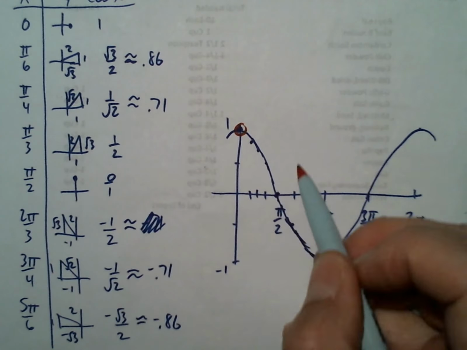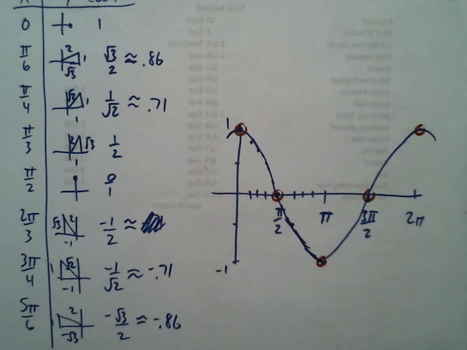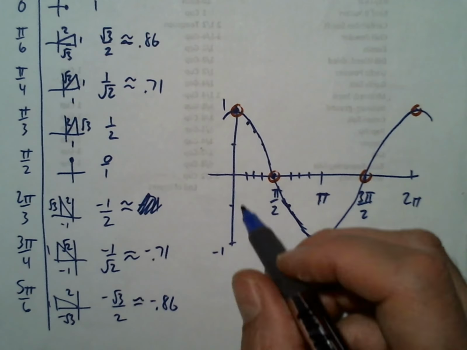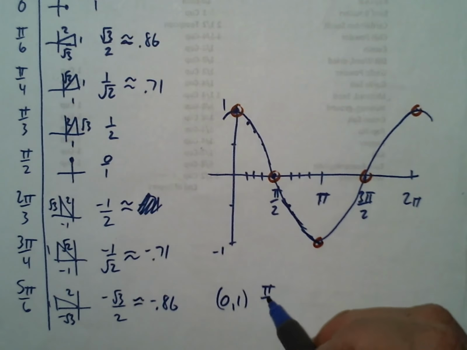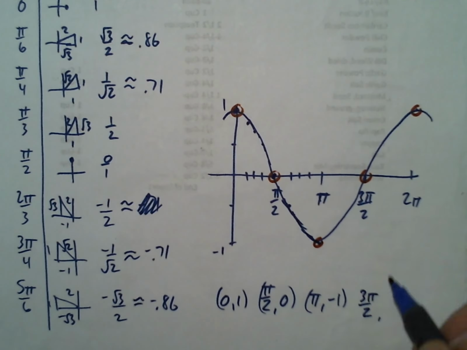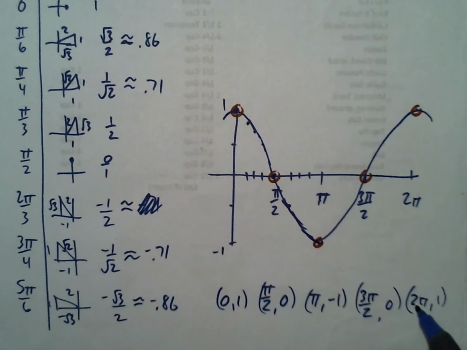And let's memorize these. The points we need to memorize are 0, 1, pi over 2, 0, pi, negative 1, 3 pi over 2, 0, 2 pi, 1.